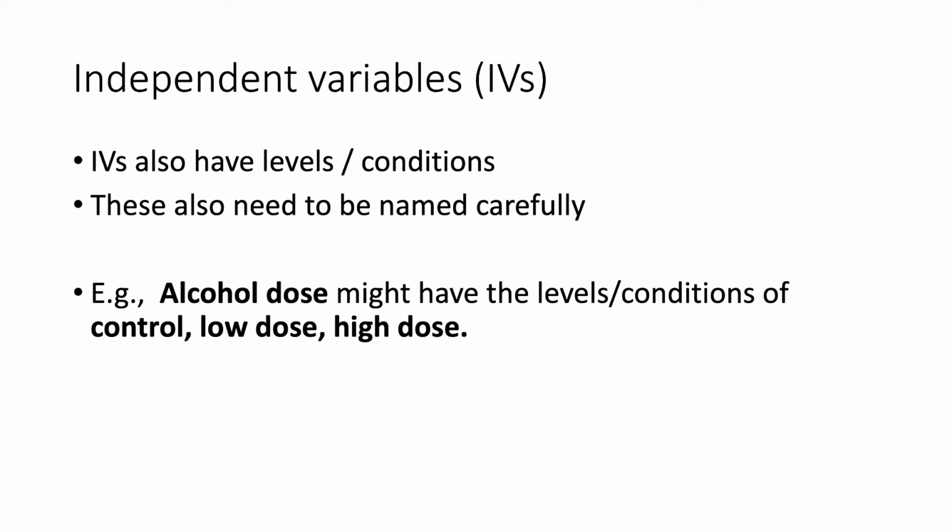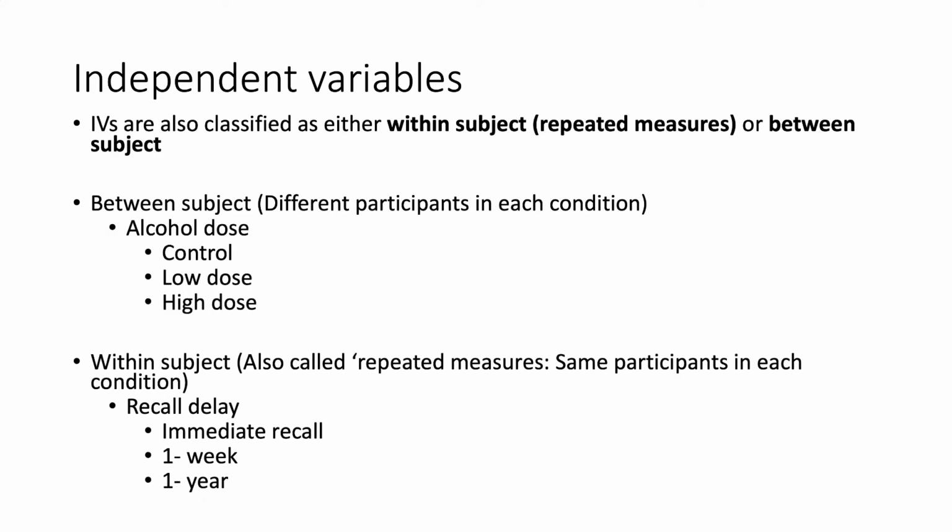Well, the different levels in the variable could be a control condition that doesn't get any alcohol, another group that gets a low dose, and another group that gets a high dose of alcohol. So the variable name is alcohol dose, and the different levels refer to the different subcategories of that.